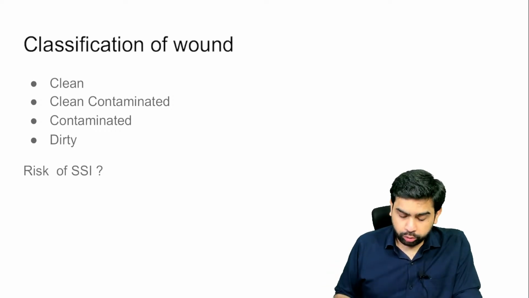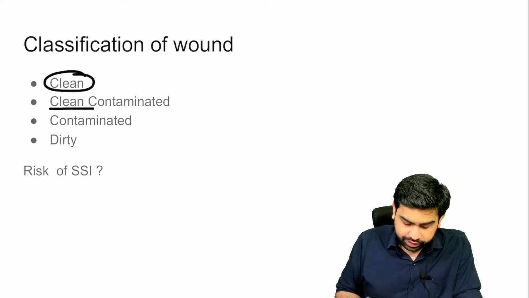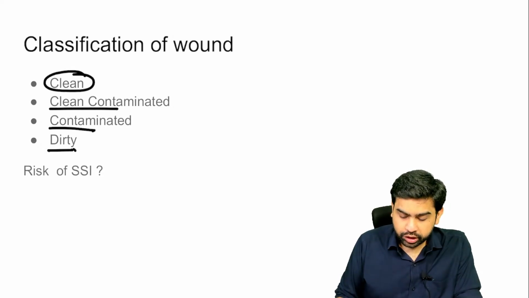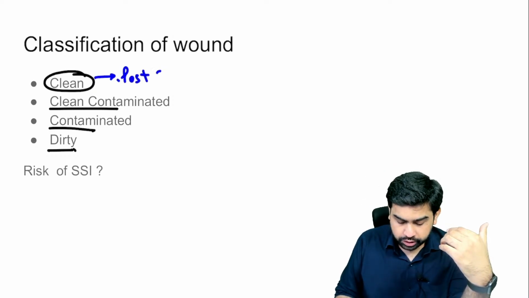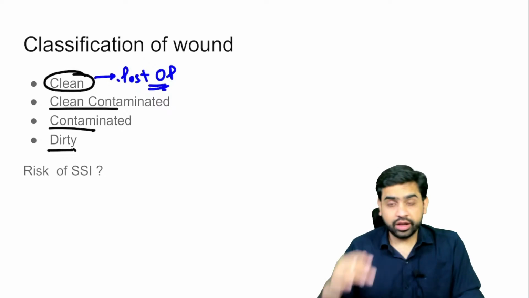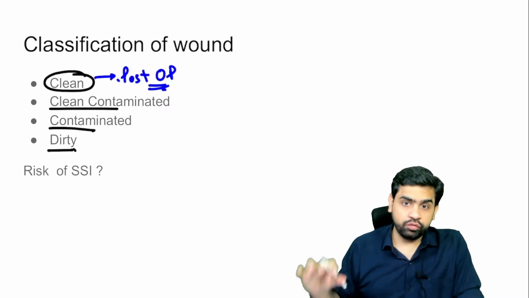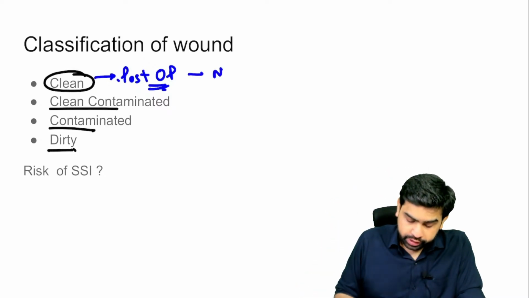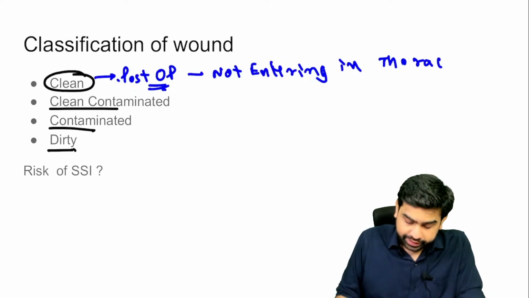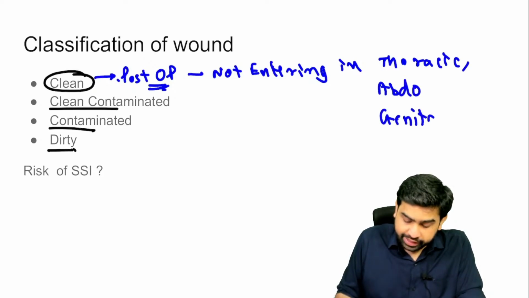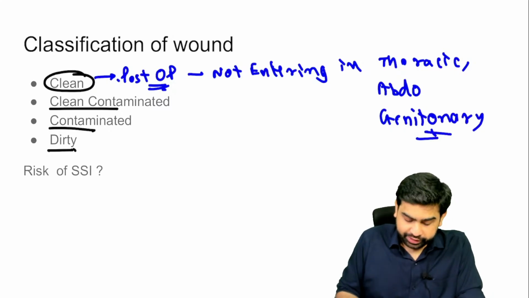Now let's talk about the classification of the wound. What you need to understand is that we have clean, contaminated, and dirty. What do you understand by the clean wound? A clean wound is a post-operative wound. Here you are not entering into any cavity, whether the thoracic, the abdominal or the genitourinary. That is your clean wound.